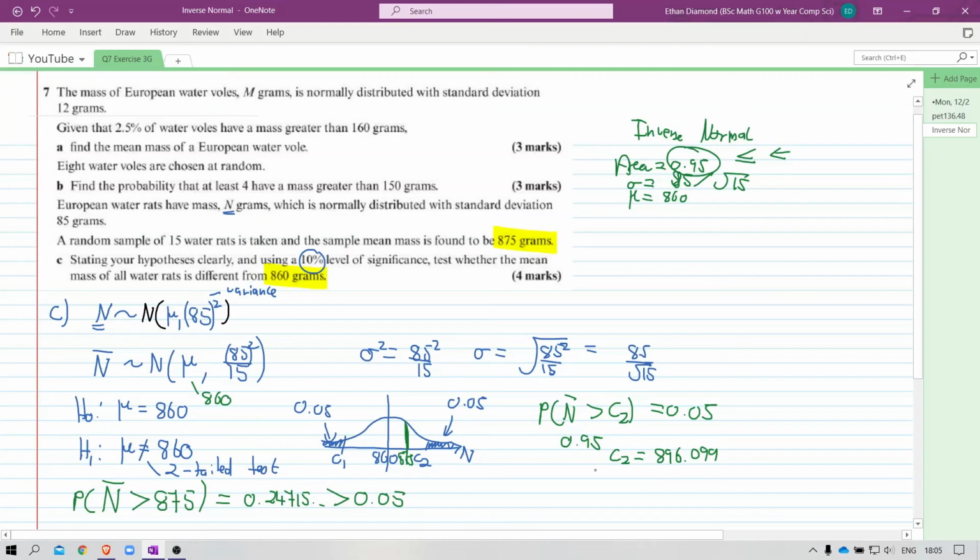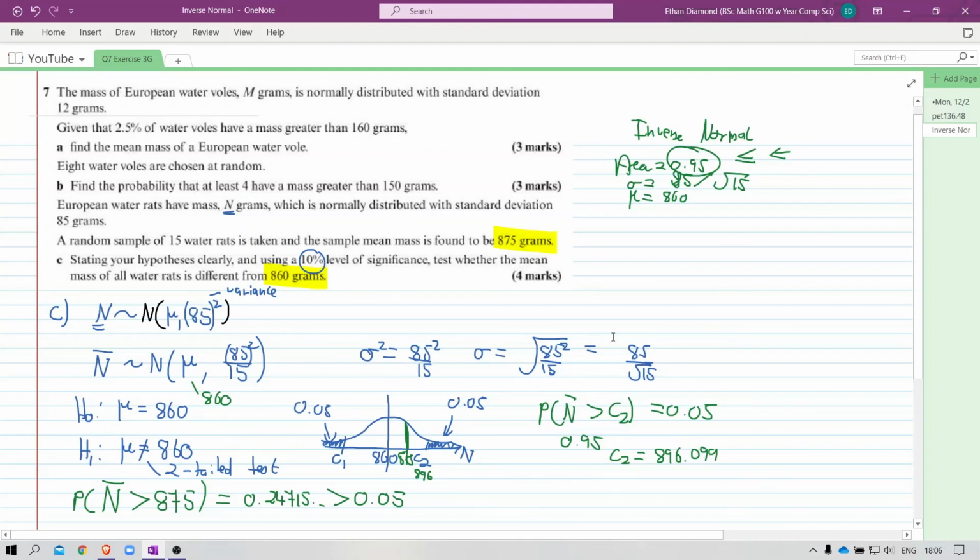Whatever. Okay, so that means this C2 value here is 896. So for the mean to be different from 860 at the 10% level of significance, you're going to have a rat, which is a pretty big rat, I assume, bigger than 896 grams. And obviously the value which they gave us was 875. That's the observed value. So clearly the observed value is less than the critical value. So it's not in the region, right? It is not in this region here. It's not significant.